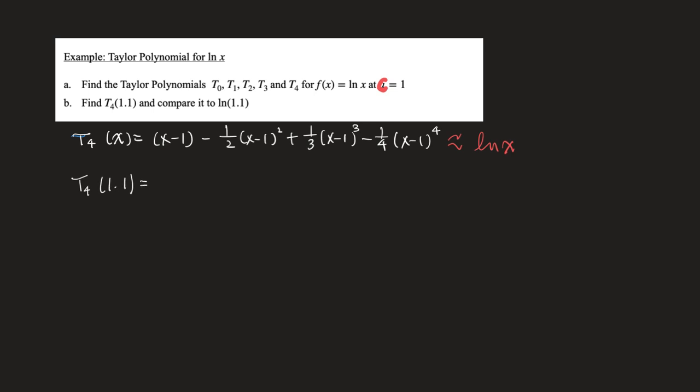So how are we going to calculate this one, guys? You plug in 1.1. Here is 1.1 minus 1, which is 0.1, minus 1 over 2 times 0.1 squared, plus 1 over 3 times 0.1 cubed, minus 1 over 4 times 0.1 to the fourth power. You're going to use a calculator for this. A long time ago they didn't have calculators for that, but you still use this to find it.